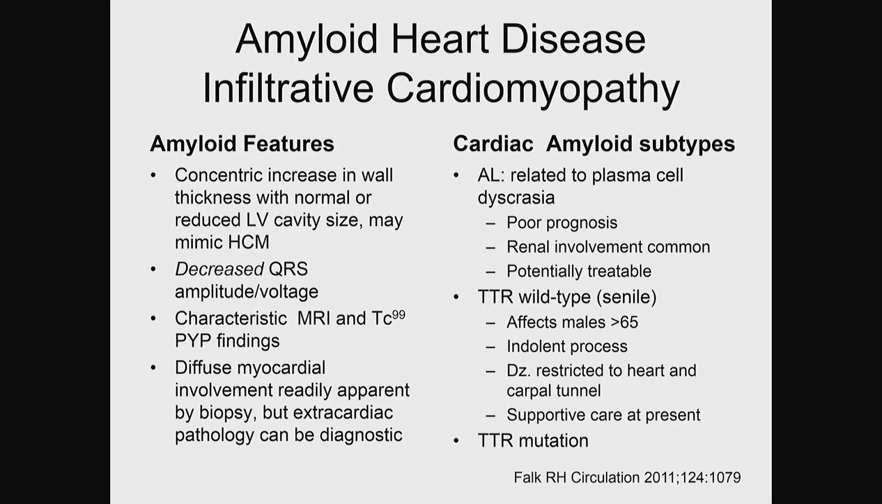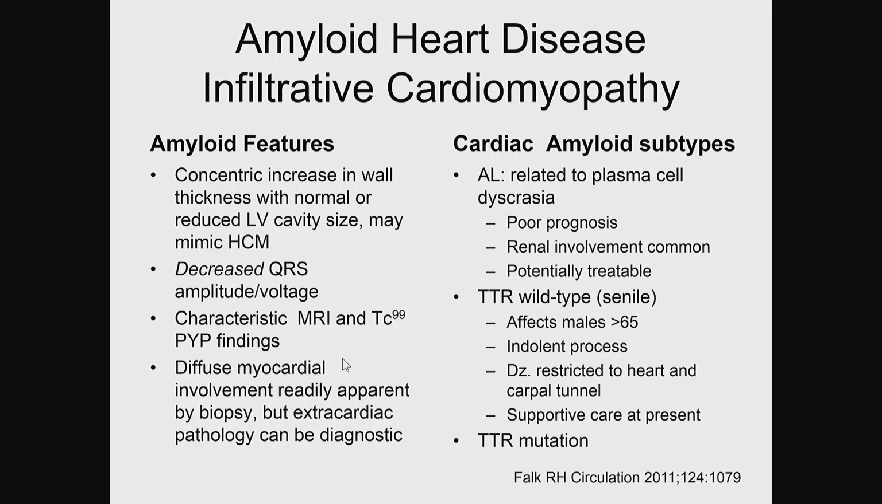Moving on to a different cause of thick hearts, amyloid heart disease. This is the quintessential infiltrative cardiomyopathy. Amyloidosis, like hypertrophic cardiomyopathy, is characterized by increased wall thickness. However, in amyloidosis, this is generally present as concentric LVH with normal or reduced LV cavity size. At times, this may mimic hypertrophic cardiomyopathy. However, a key distinguishing feature compared to HCM is decreased amplitude of the QRS morphology, or decreased voltage, which in contrast in HCM is increased.